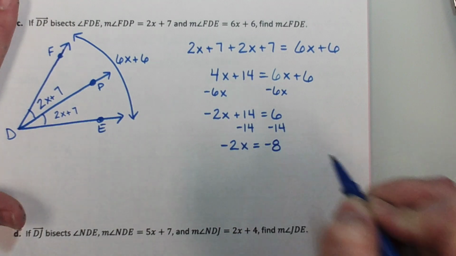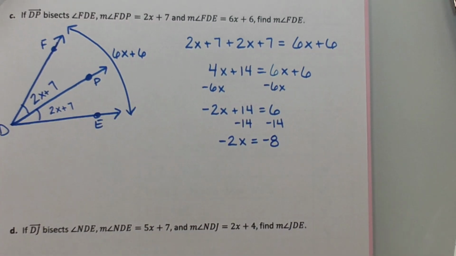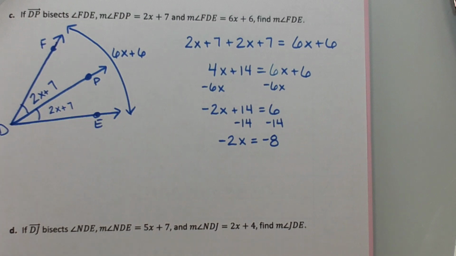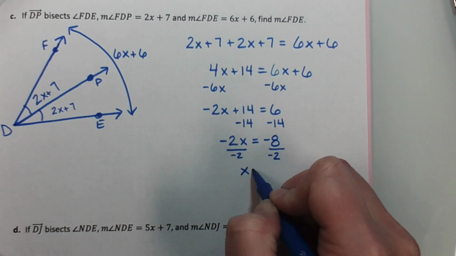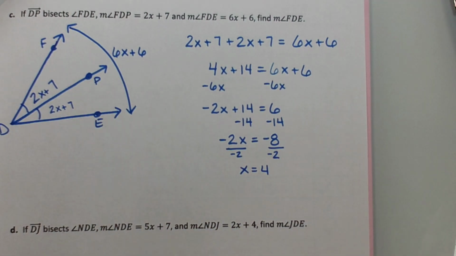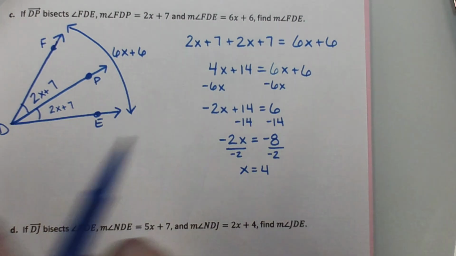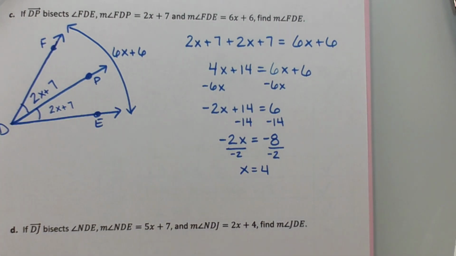Negative 2x equals negative 8. And to finish it off, ladies and gentlemen, what would we do? Divide by negative 2. X is 4. Is that what I was solving for? No, if it said solve for x, we'd be done. It did not say solve for x. It said find the measure of angle FDE.